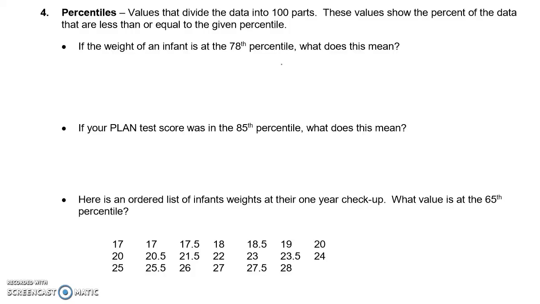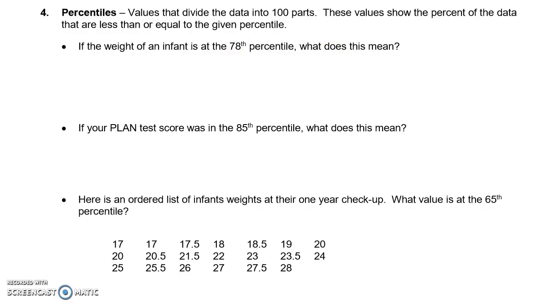What it means is that it shows the percent of the data that are less than or equal to that number. So if you were in the 78th percentile, it means you scored better than or equal to 78% of all people who took that test. You could have got a 42% on the test, but 78% of the people scored that or less than you. So if the weight of an infant is in the 78th percentile, what does that mean?